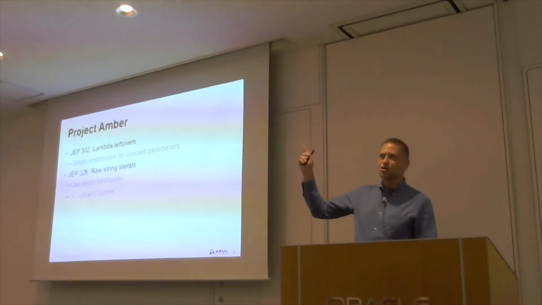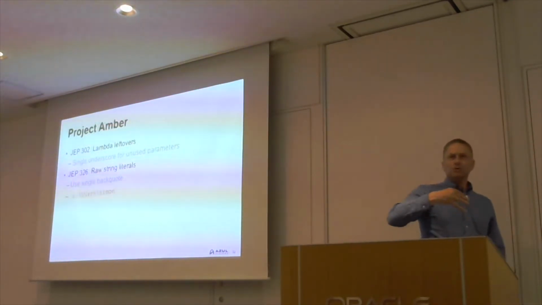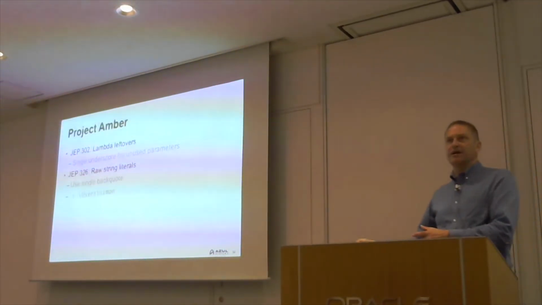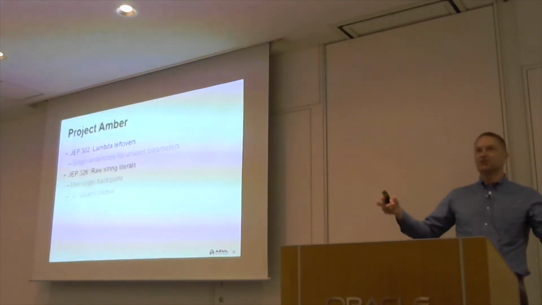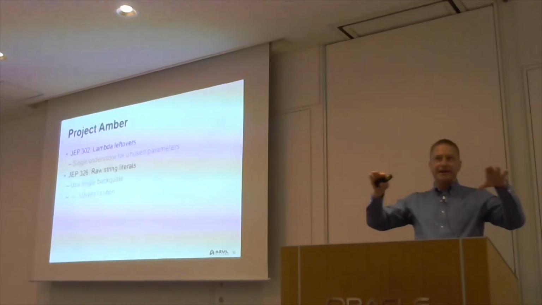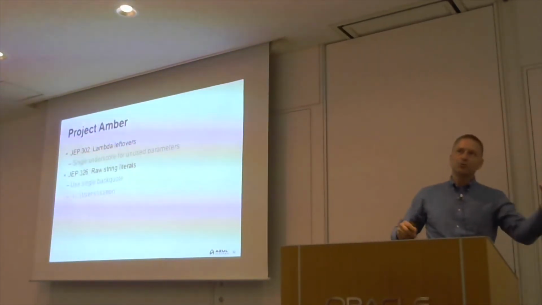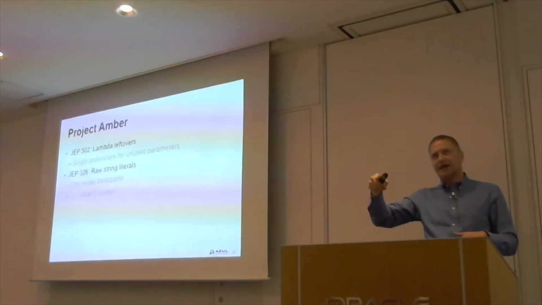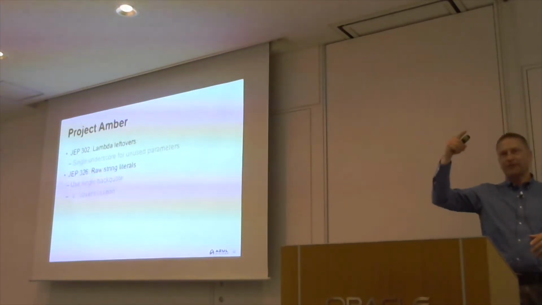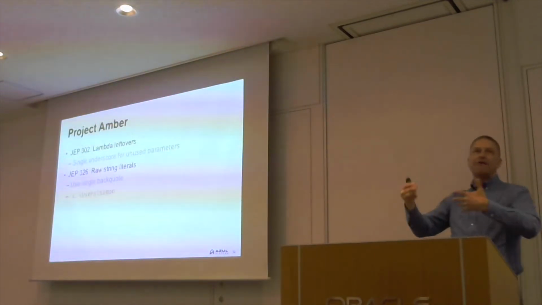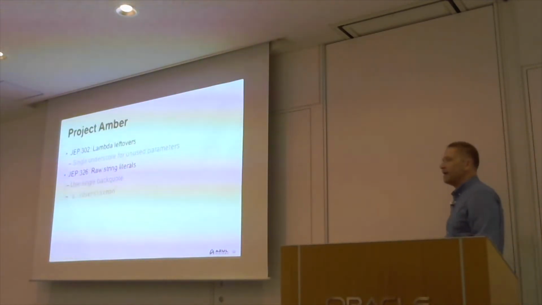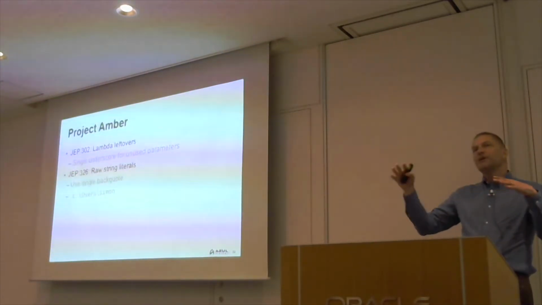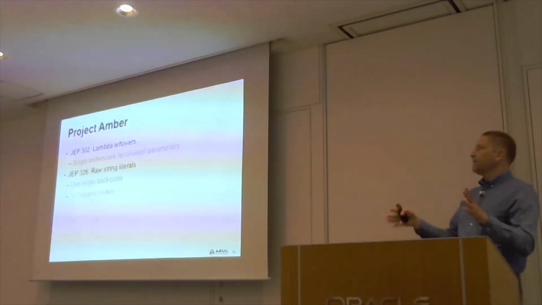JDK 12 is raw string literals. This has always been something of an issue with Java, is how you represent strings. Because yes, you can represent a string as having double quotes and everything between that is your string. But of course we all know that if you want to put a double quote in your string, you have to put a backslash. If you want to put a backslash in your string, you have to have backslash backslash. And there's other characters that need to be escaped in order to do that. And you end up with some complicated things. Plus, there's no ability to do multi-line strings.